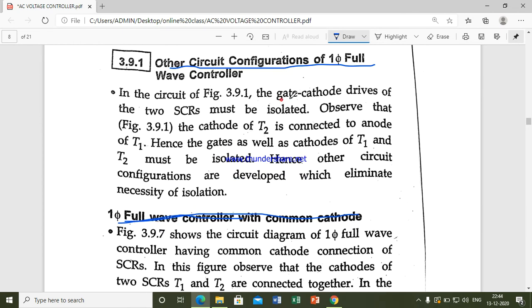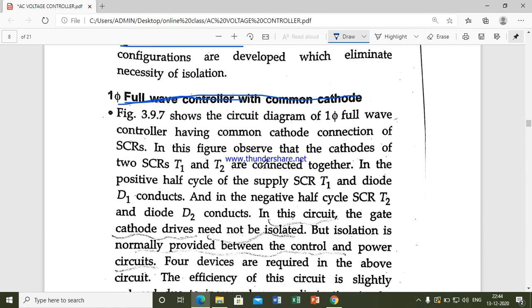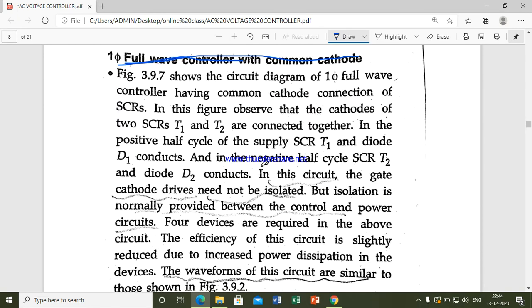Here you can see the gate cathode drive of the two SCRs must be isolated. Observe that the cathode of T2 is connected to the anode of T1. Hence the gate as well as cathode of T1 and T2 must be isolated. Hence other circuit configurations were developed which eliminate the necessity of isolation.